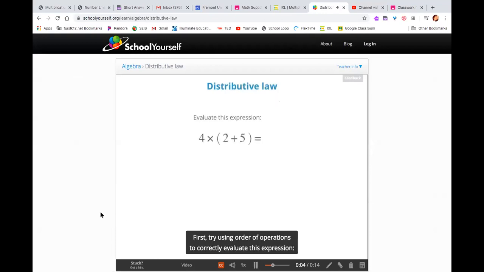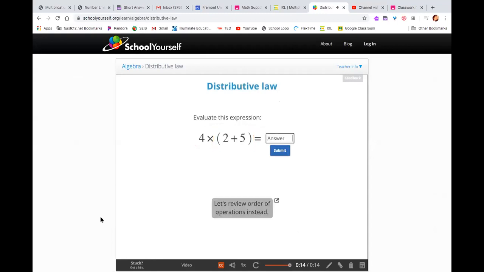Distributive law. First, try using order of operations to correctly evaluate this expression. 4 times (2 plus 5). Okay, so how would we solve this with order of operations?